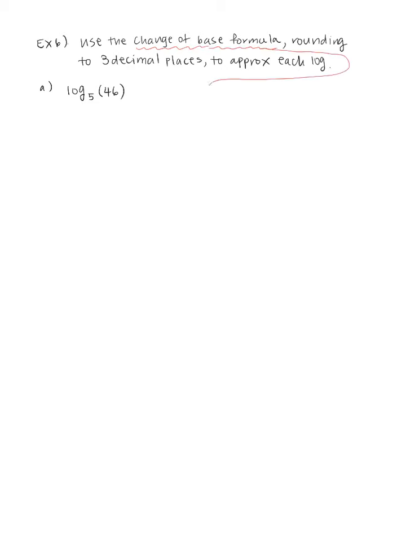Just going to write it over here. The change of base formula says log base a of anything, maybe just m, is the same thing as log base b of m over log base b of a. Now, b can be any number. But the thing is, remember on your calculator, you are only given base 10 and base e. So you're always going to want to take b to be either 10 or e. Anyways, let's follow the formula to simplify this a little bit.